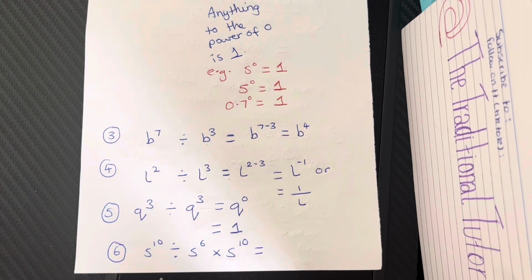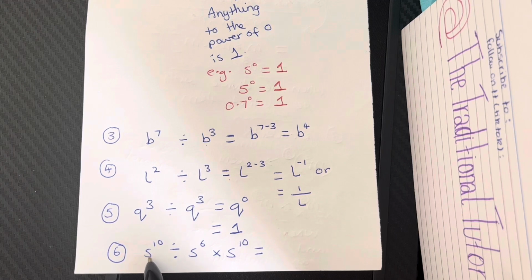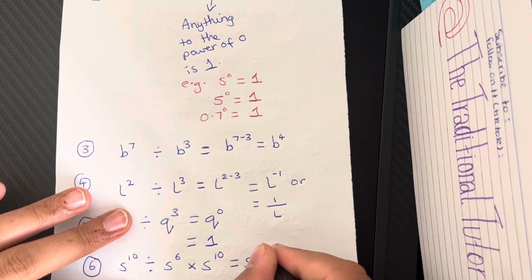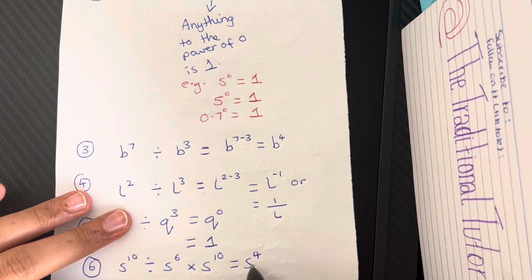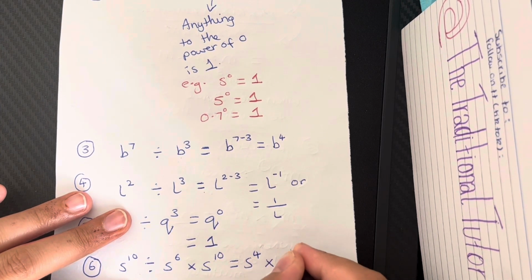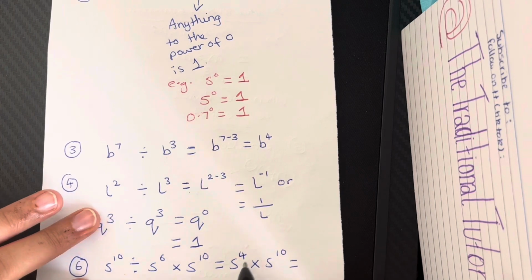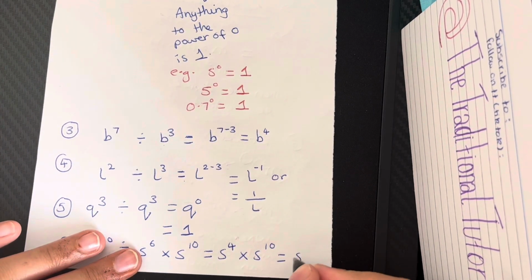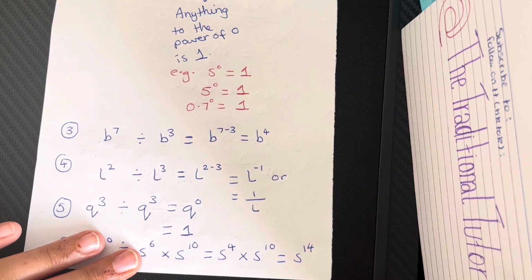So here we're going to use BIDMAS, okay, which suggests that if you've got division and multiplication in the same question, you start from whatever is happening first. Okay, so you're going to solve the division bit first because that's what's taking place first. We're going to go from left to right. So s to the power of 10 divided by s to the power of 6 leaves us with s to the power of 4, because 10 minus 6 is 4. And then we've still got times by s to the power of 10, which just means we're going to be adding our powers now, which gives us s to the power of 14.